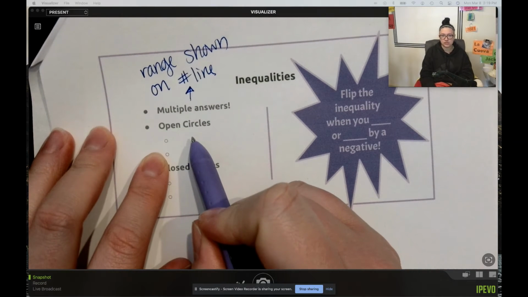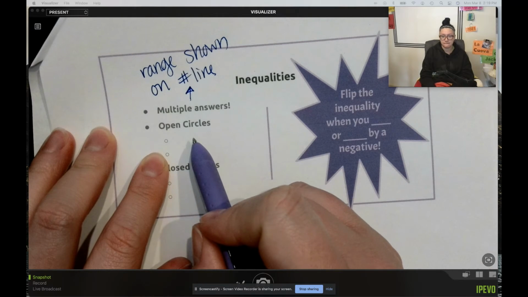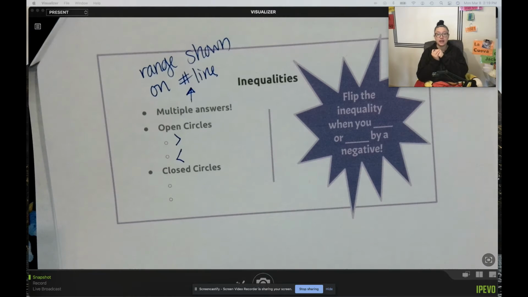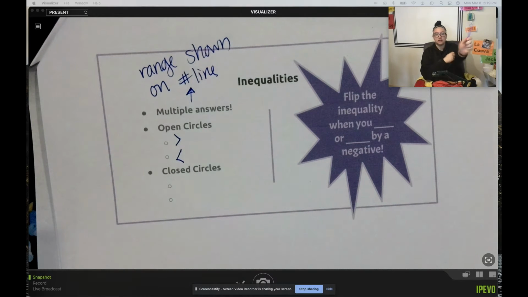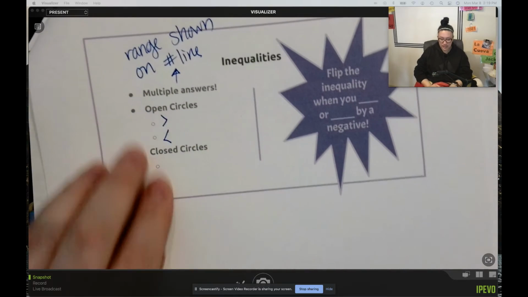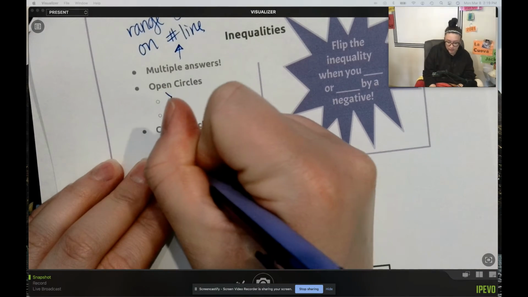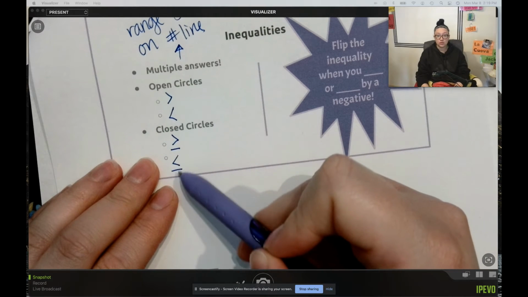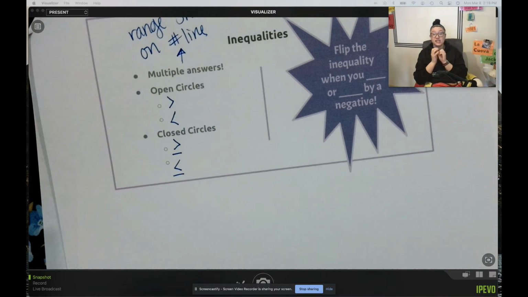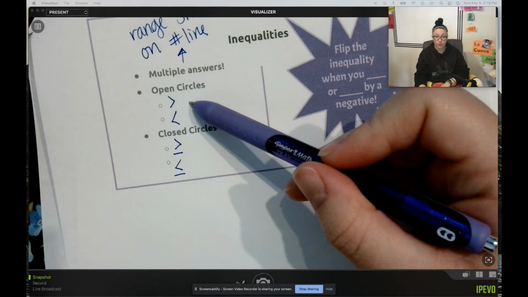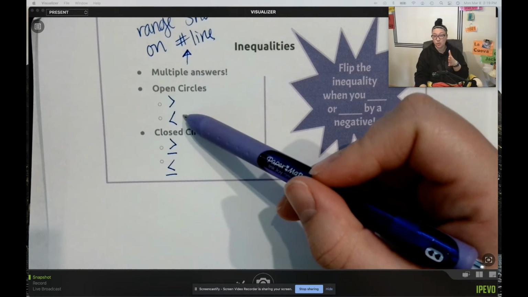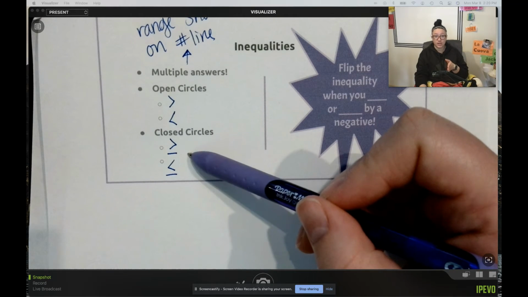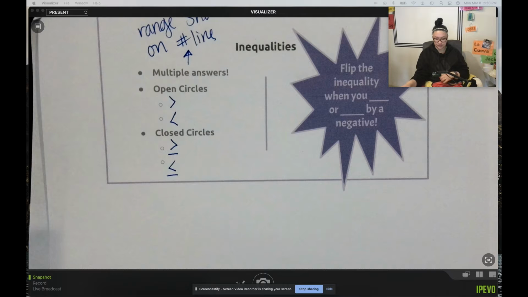What signs do we use open circles for? Greater than and less than. If it does not include that number, it is not filled in. Like we talked about in class, we use closed circles when we have to be a little bit extra with our symbols. If we have that equal to line, it's a closed circle because it includes that number in the answer. Open circles, that's just the starting point. It doesn't include that number. Closed circles, that's the starting point, and it includes the answer.